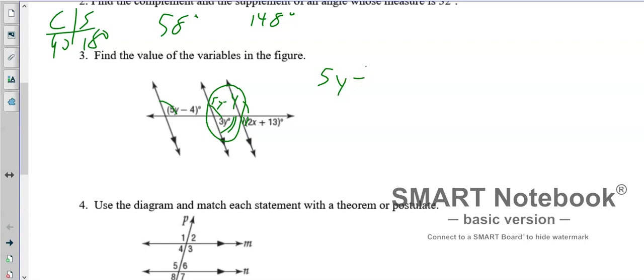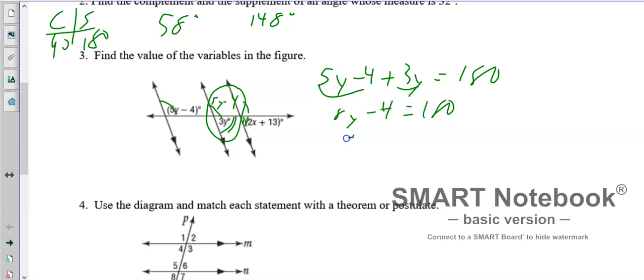So we do 5y minus 4 plus 3y equals 180. Combine like terms, 8y minus 4 equals 180. Add 4 to both sides. Whoops. Add 4, not 8. And last but not least, we're going to do 184 divided by 8 and get 23. So y is 23.